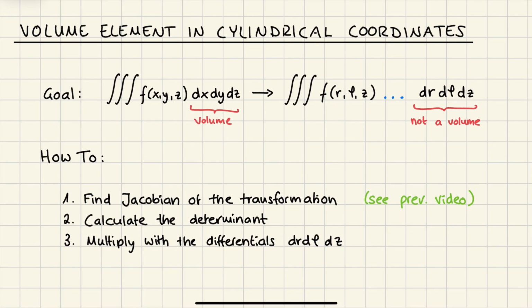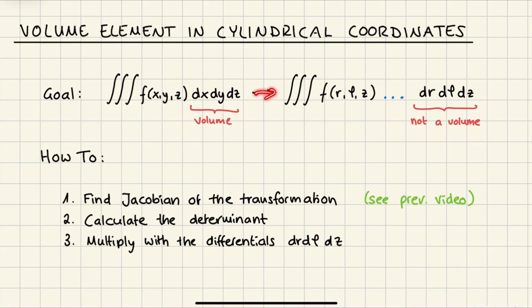In this video, we're going to learn how to calculate the volume element in cylindrical coordinates. Suppose that we have a volume integral in Cartesian coordinates, so our variables are x, y, and z, and the differentials used for the integral are thus dx, dy, and dz. Each of those is a tiny length, and together they form a tiny volume, because length times length times length results in a volume, just thinking in terms of dimensions.